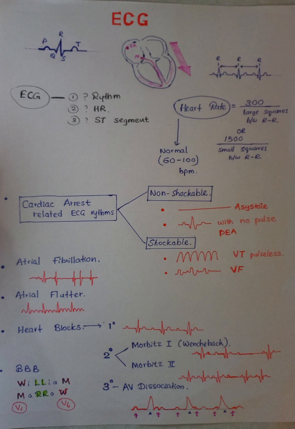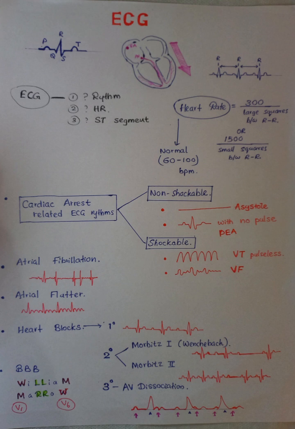Now I'm going to discuss some important ECG rhythms which are associated with cardiac arrest. During cardiac arrest, it is not practical to take 12 lead ECGs because it's an emergency and we are giving CPR. Because of that, we cannot interpret the 12 lead ECGs. So what we usually do is look at the monitor. On the monitor, we can divide the ECG rhythms into shockable rhythms or non-shockable rhythms. According to the rhythm appearing on the monitor, we have to treat the patient.